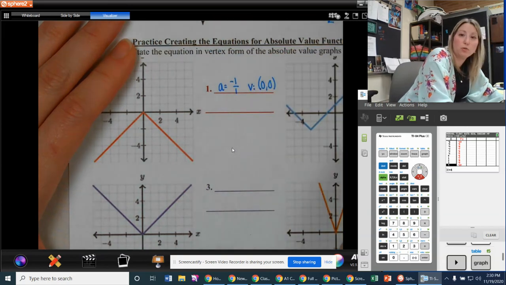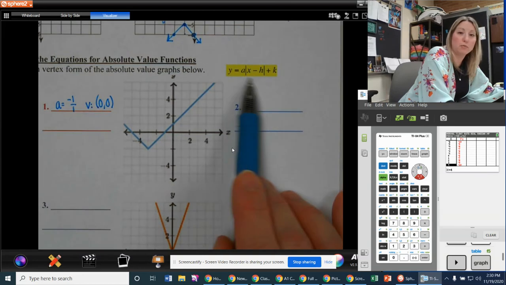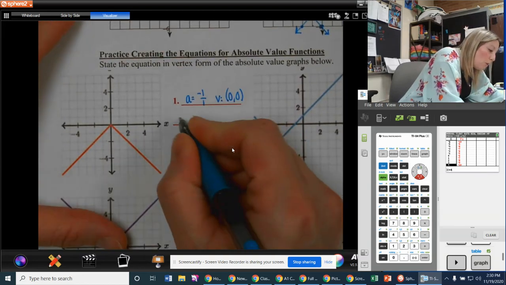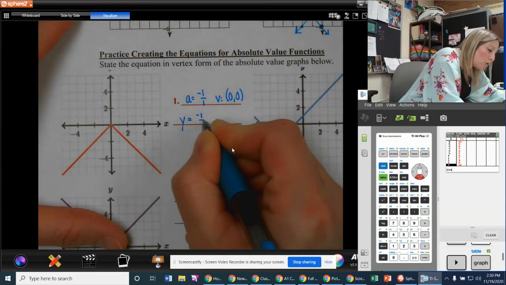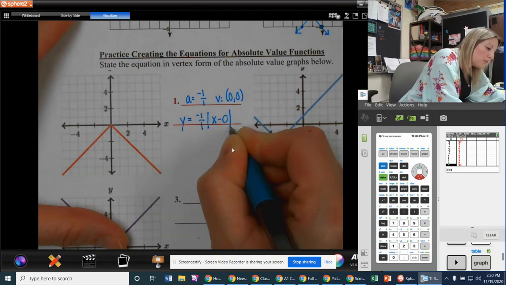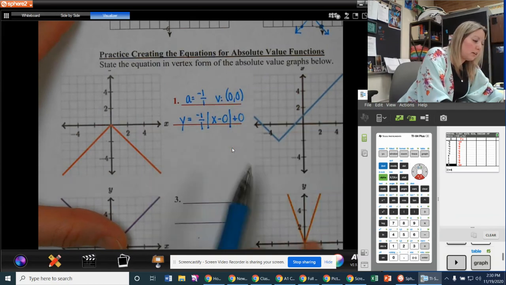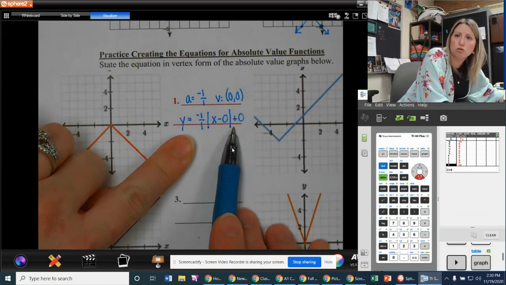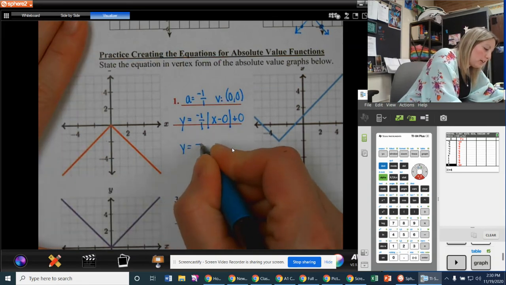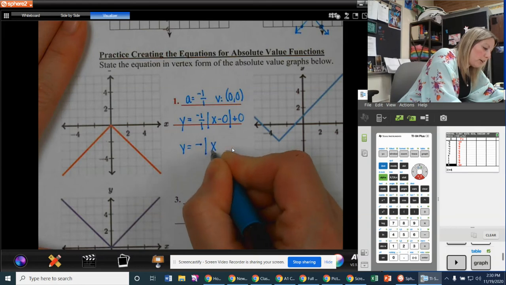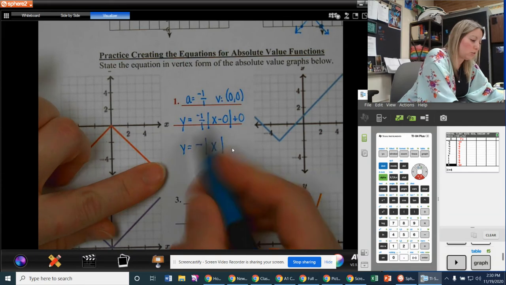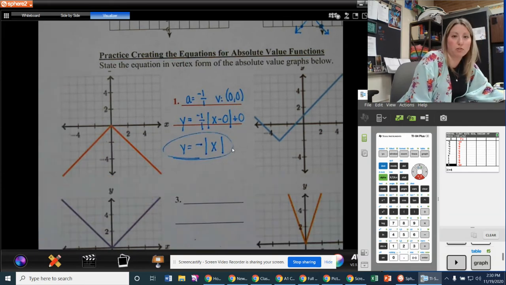So I'm going to plug those into the general form, and then I'll simplify what I can. So y equals A, which is negative 1 over 1, absolute value of x minus 0, and plus 0 on the outside. Can I simplify this? Sure can. Negative 1 over 1 is negative 1, outside the absolute value bars. x minus 0 is still x, and plus 0 on the outside doesn't need to be written. There's my answer. That's my equation.